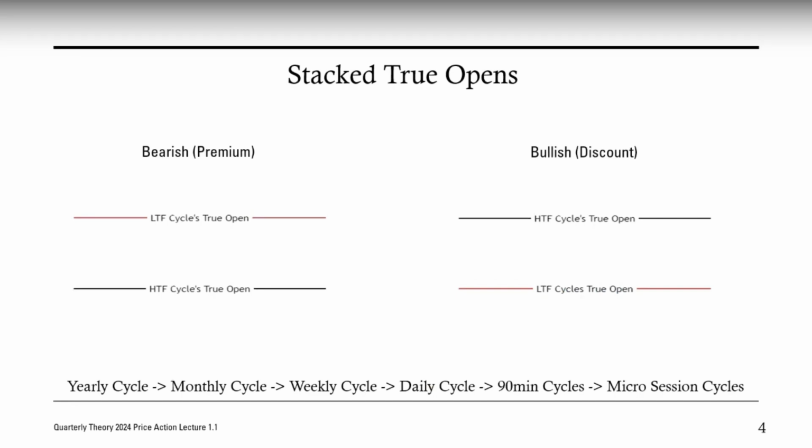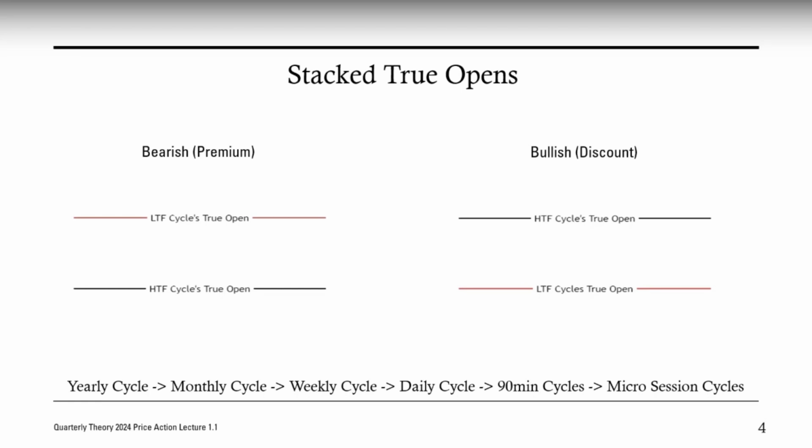So for example, if you're looking at a daily cycle, you want to trade the daily cycle, right? Which you're going to use the 15-minute time frame to trade. My bad, the 15-minute time frame. If you're looking at a daily cycle, you need a lower time frame cycle's true open to get that precise entry, right? And the opposite goes for bullish markets.